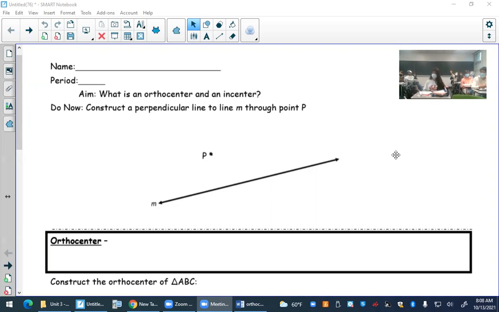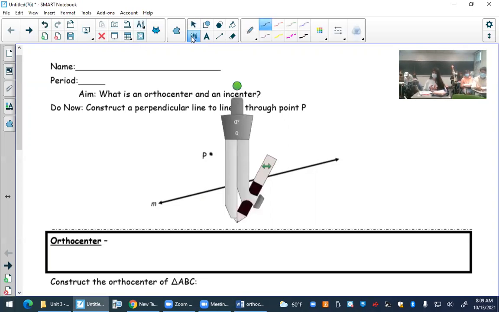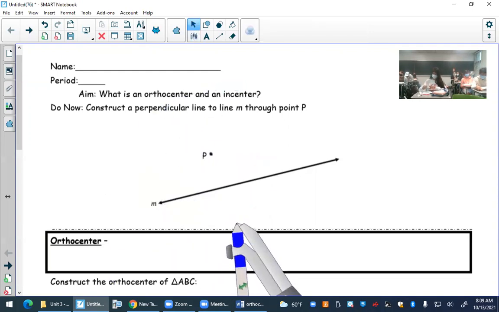Start the perpendicular line to line M through P. You know how to do that.